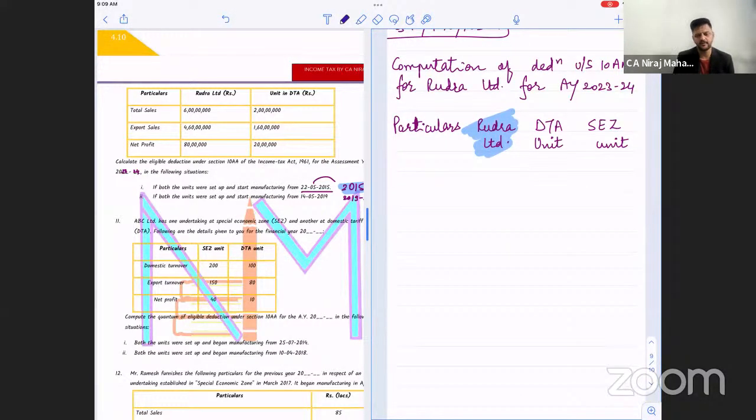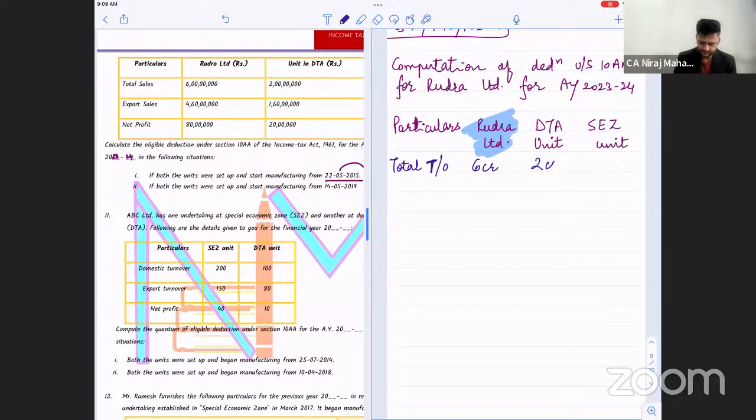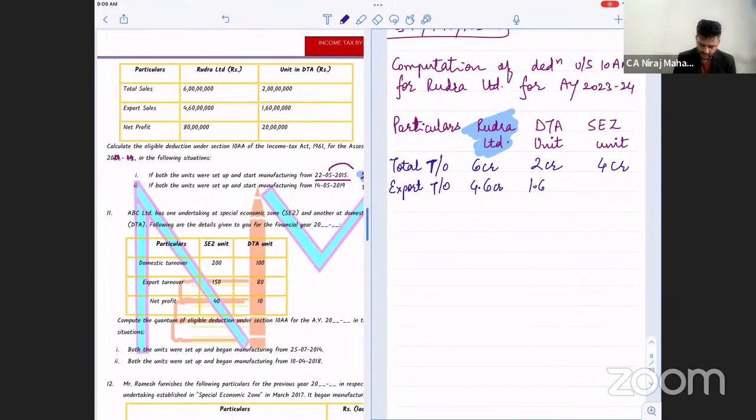Nice. Now you can find the differences. I'm writing your turnover. It is 6 crores. Correct, everybody? It is in crores, no? DTA is 2 crores, so it is 4 crores. Right, everybody? Export turnover is 4.6 crores. DTA is 1.6 crores. So this is 3 crores. Correct, everybody?